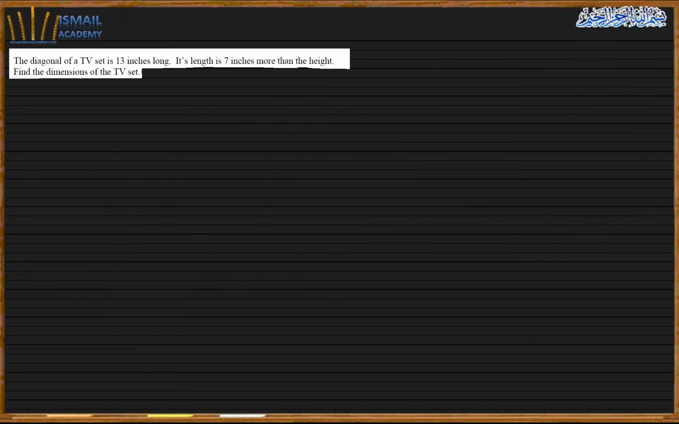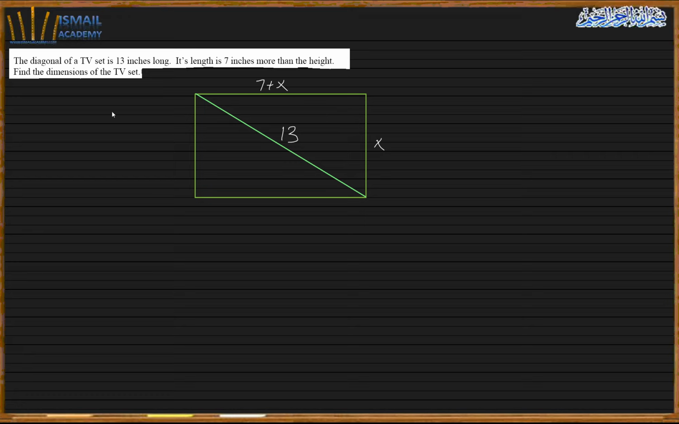Alright, so the diagonal of a TV set is 13 inches. If I have a TV, the diagonal is 13 inches, that means this is 13. Its length is 7 inches more than the height. So when the height is x, the length is going to be 7 plus x. Find the dimensions. I need to find out the height and the length.